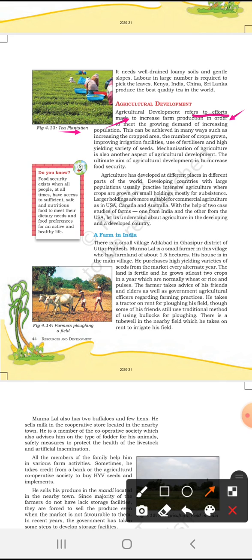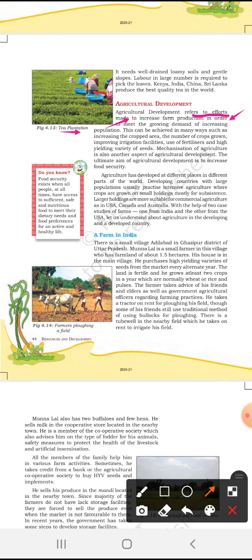Now, agriculture worldwide has developed enormously. Fine. But what about the developing countries? See, children, there are economies. The developed economies have actually adopted the new technological ways of agriculture, but in developing countries, they still lack some of these particular processes. Now, agriculture has developed at different places in different parts of the world.